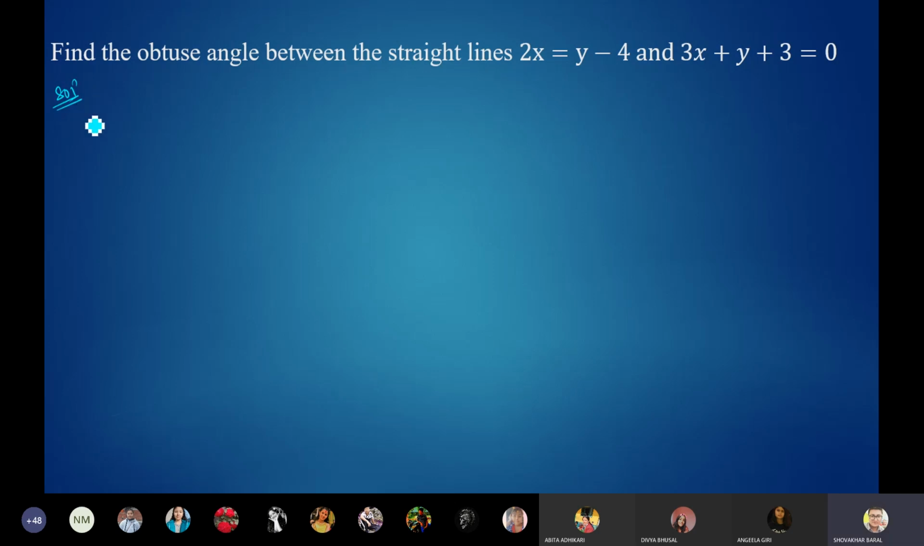The given equations are 2x is equal to y minus 4. I'll give you the hint only. Please write the given equations at first and the slopes later. So I'm just writing the hint. m1 is equal to minus a by b, that is equal to minus, sorry, let me do it in detail because you may get confused there.